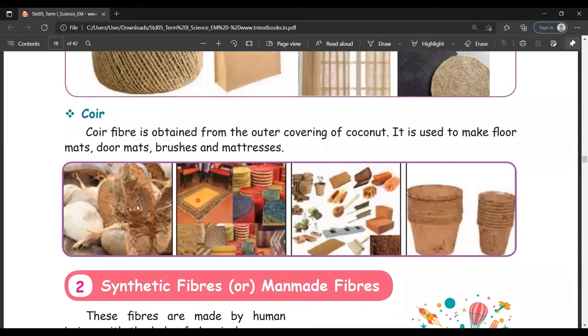The next one is coir. Coir fiber is obtained from the outer covering of coconut. நம்ம தேங்காய் மேல இருக்கும் இல்லையா நார் நாரா, ஸோ அதுல இருந்து தான் நம்மளுக்கு வந்து காயர் ஃபைபர் கிடைக்குது.